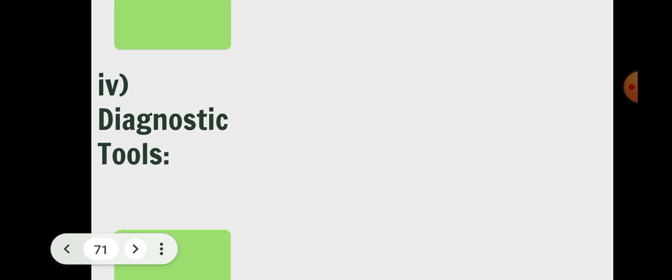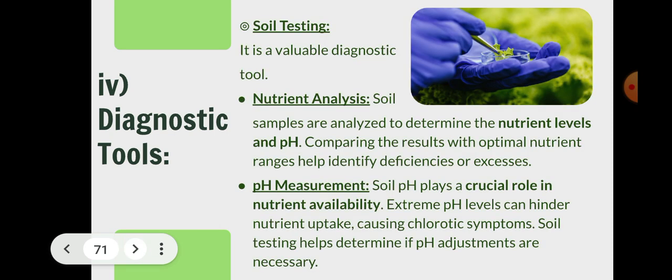Now I will be talking about the diagnostic tools. The first one being soil testing. It is a valuable tool for plant diagnosis. Soil samples are analyzed to determine the nutrient levels and the pH, and comparing the results with optimal specific nutrient ranges can help identify the deficiencies or excesses.